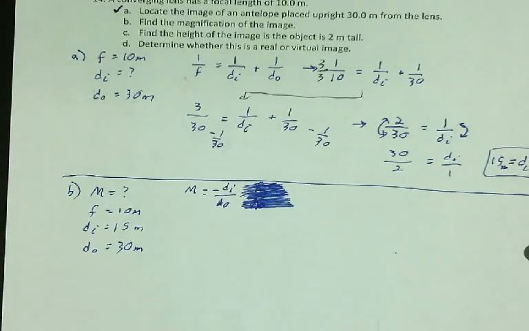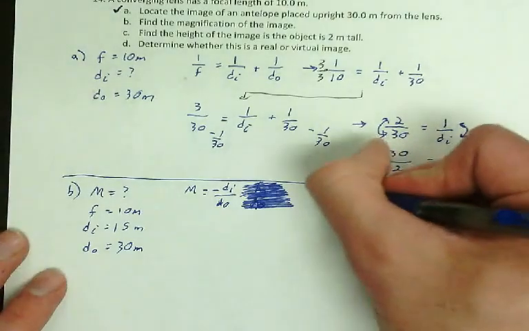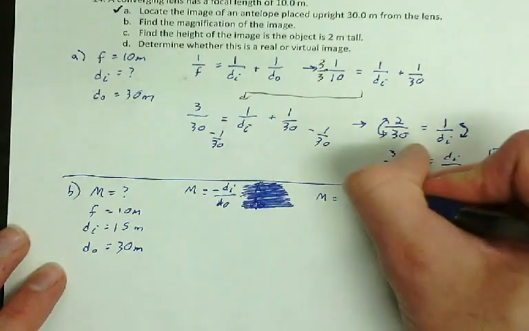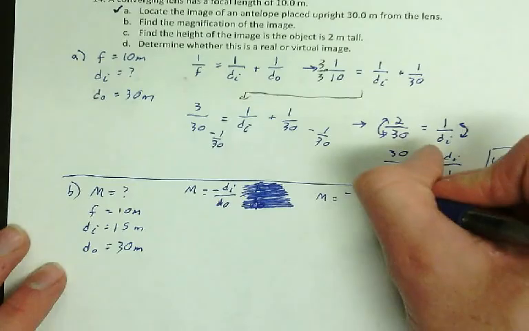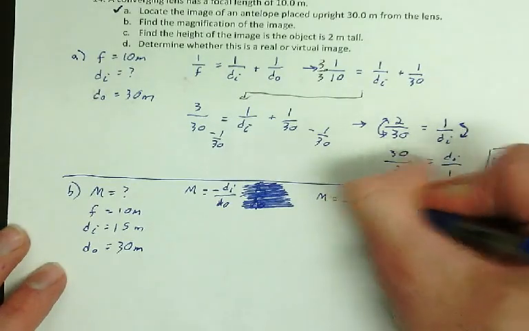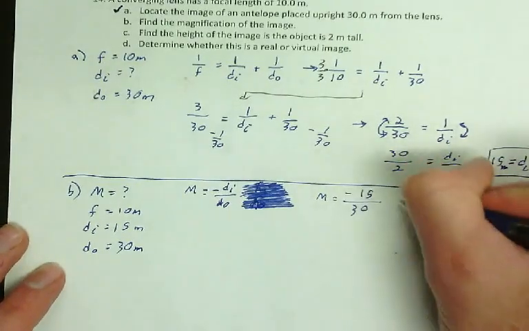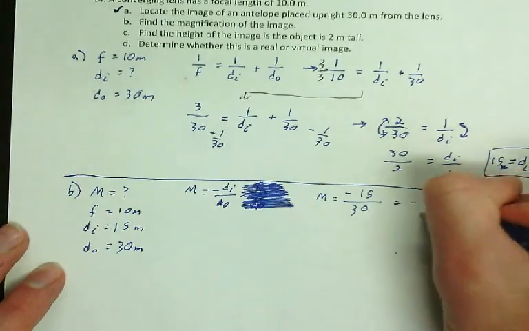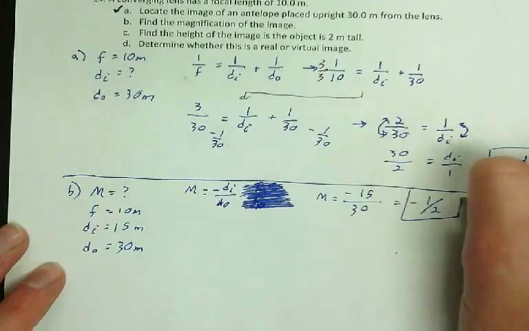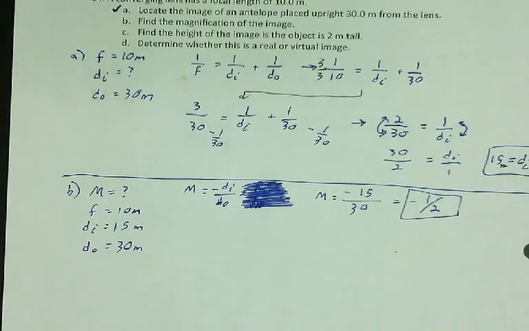Now you have your equation you're going to solve. So m equals negative di over do, negative 1/2. There is no unit for magnification. It's just a number. Just a number.